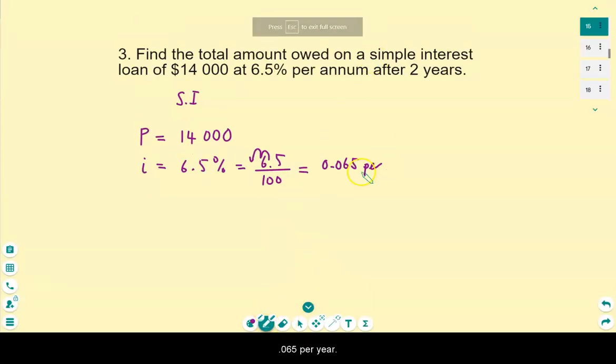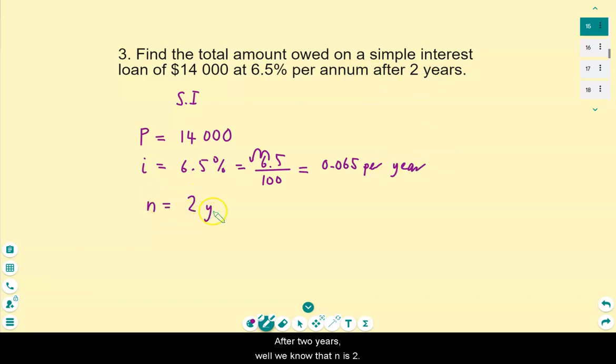All right. So 0.065 per year after 2 years. Well, we know that N is 2. Now, reading the question again, find the total amount owed. Okay, A equals total amount owed. All right. Now, what can we do here?